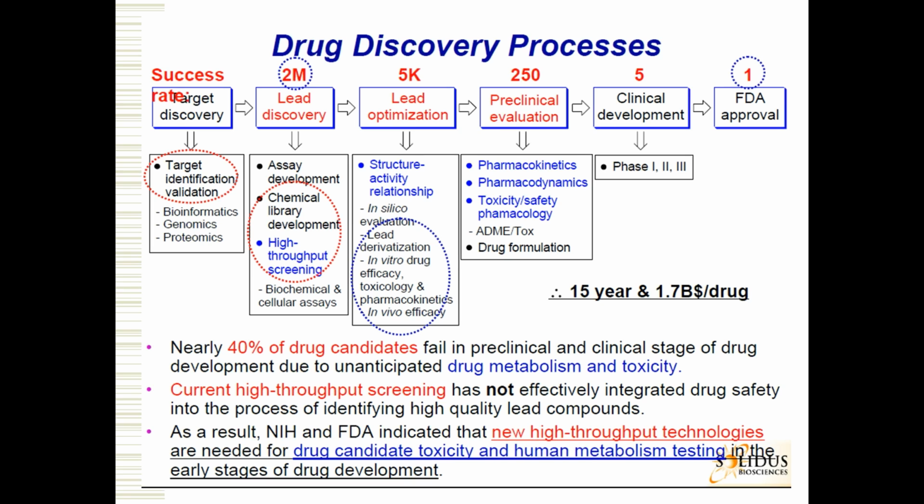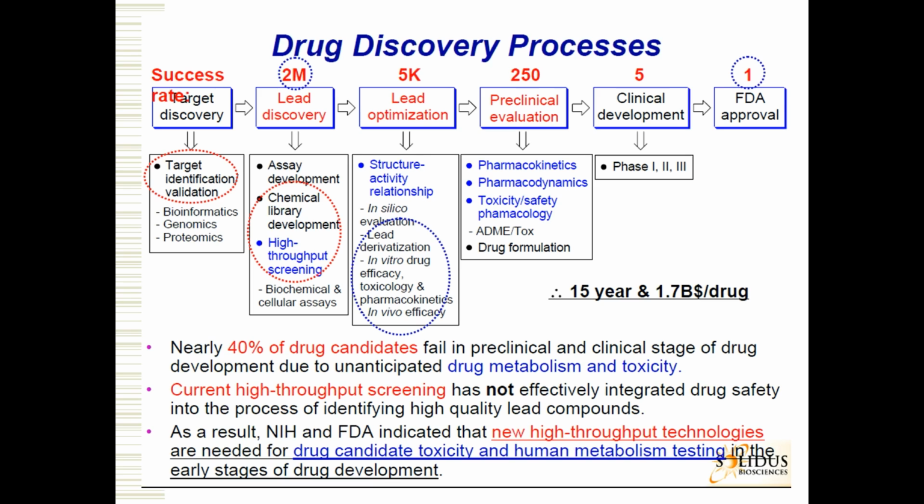Similarly, this is also a flow chart of the drug discovery process. Here, for the success rate, and many times the new drug discovery evaluation till the FDA approval can be done with these particular microarrays. So the success rate will be very good if you use these microarrays, and there can be a lead discovery, then assay development and a chemical library can also be developed, and high throughput screening can be done. Biochemical and cellular assays can also be done by this microarray system.